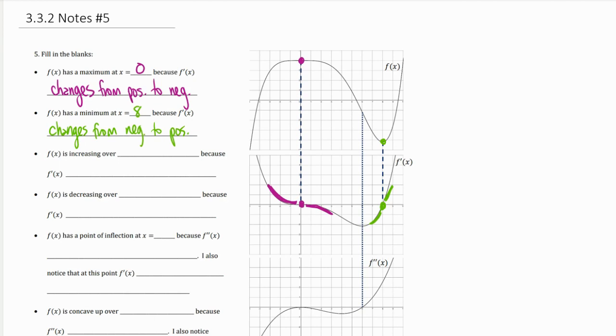All right, where is f increasing? So f is increasing when it has a positive slope, from negative infinity to 0 and from 8 to infinity. Because, and then what's happening on the graph of f prime? Over that same interval from negative infinity to 0 and from 8 to infinity, well, what do both of those intervals have in common? f prime is above the x-axis, so f prime is positive.